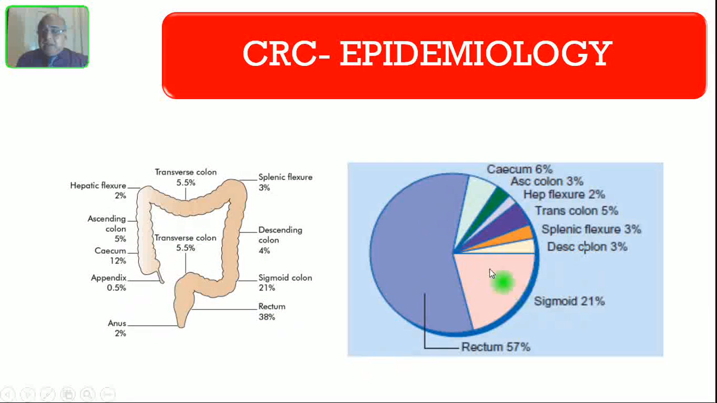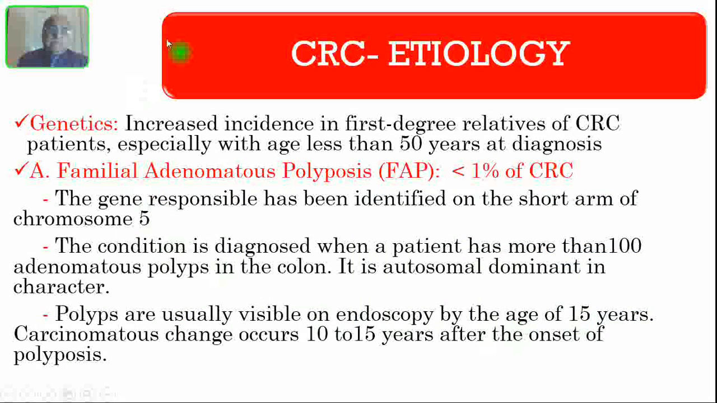So this is the pie chart you are seeing. The rectum is the most common area, followed by the sigmoid. The rectosigmoid constitutes almost 80%. And then on the right side, the cecum is 6%, ascending colon 3%, hepatic flexure 2%, transverse colon 5%, and splenic flexure 3%. Descending colon is also only 3%. So the most common site is the rectosigmoid area.